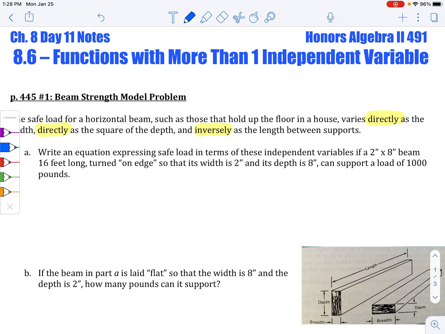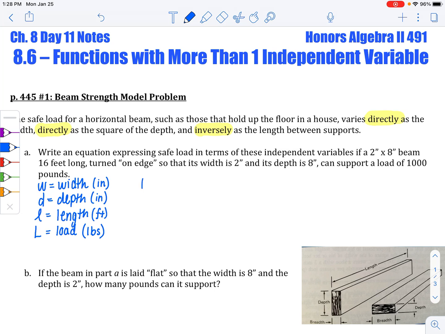As always, let's go W maybe is width. That's in inches. We have D maybe for depth. That is also in inches. We have length. I'm going to do a little fancy L is length. That is in feet. And then I'm going to do a nice big L representing the safe load or how much it can hold. And that will be in pounds. Feel free to use whatever variables you want as long as you tell us.